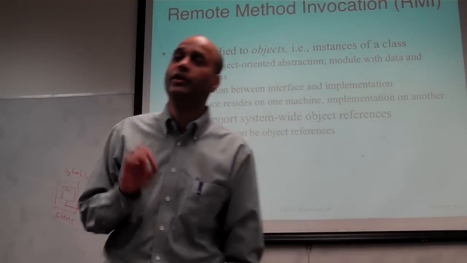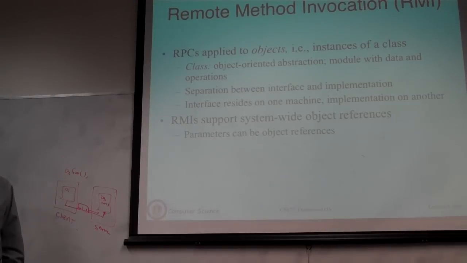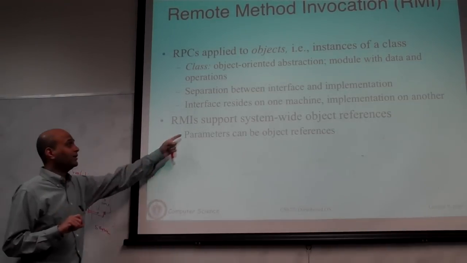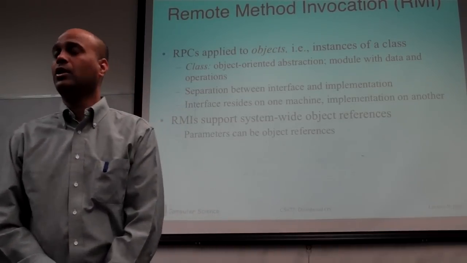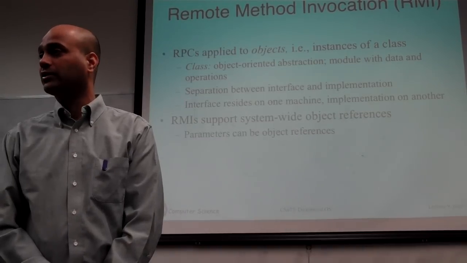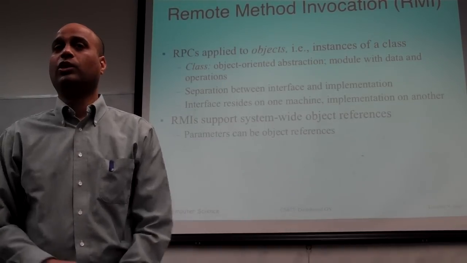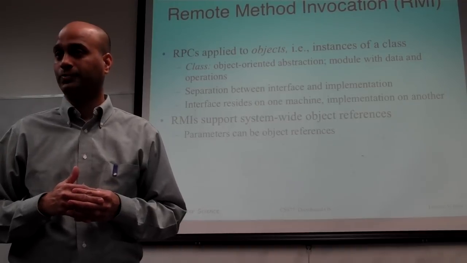Now the one major difference between RMIs and RPCs, at least Java RMIs and RPCs, is that RMIs support what are referred to as system-wide object references. They allow you to refer to objects on a system-wide basis. So what that also means is you can pass certain kinds of parameters by reference and not by value.